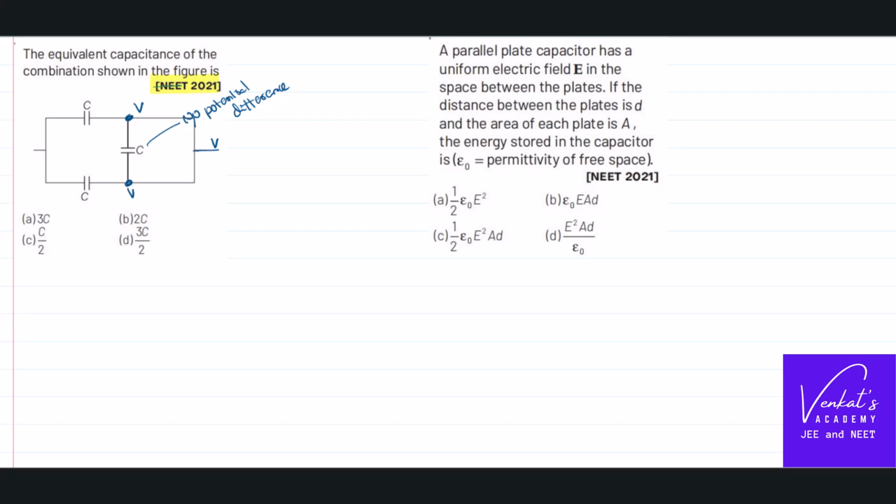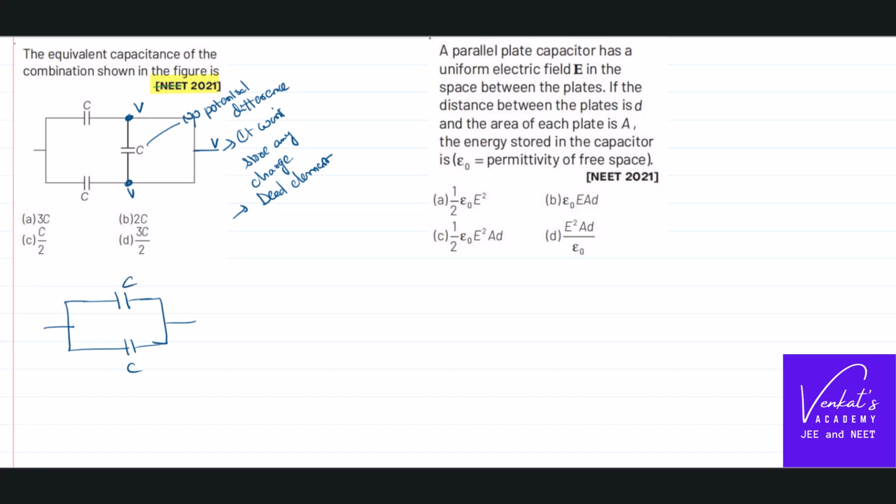As there is no potential difference, it won't store any charge in it. So though it is physically there, it's like a dead element in the circuit. Dead element. So you can just ignore that part. So what will remain is the upper capacitor C and the lower capacitor C. That is physically there, but that doesn't store any charge.